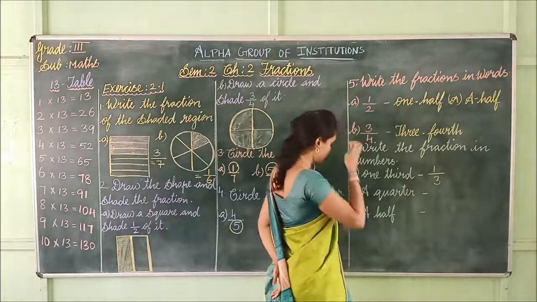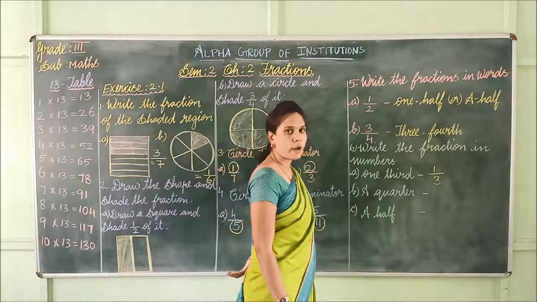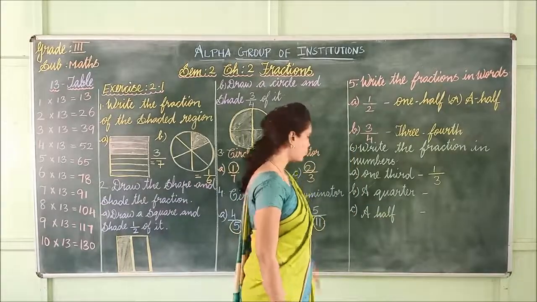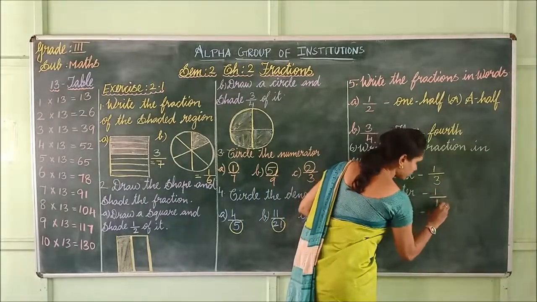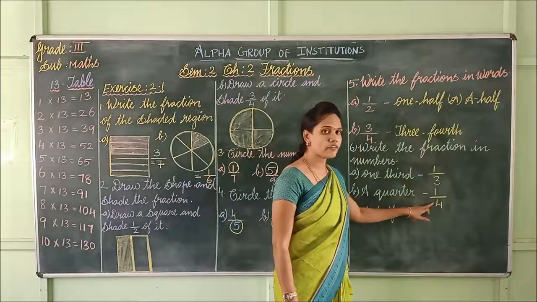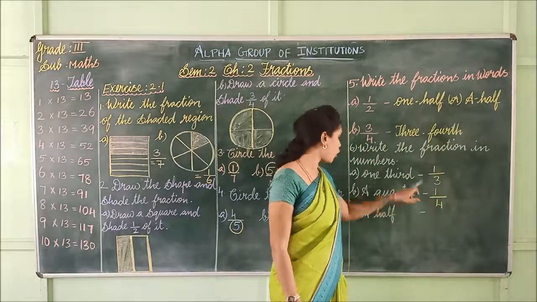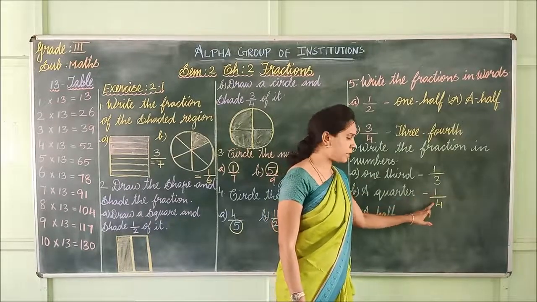See the next one, a quarter. Quarter means 1 by 4. Okay, 1 by 4 you can say 1/4 or a quarter. Quarter also can be written as 1 by 4.